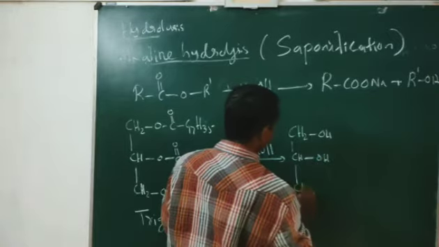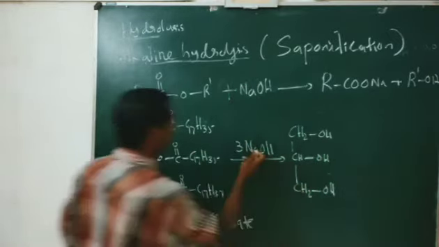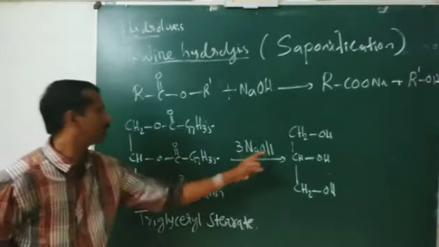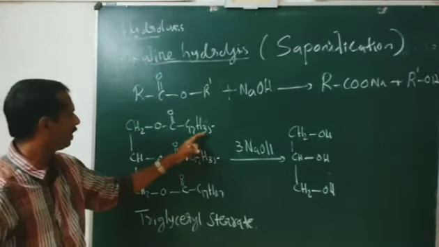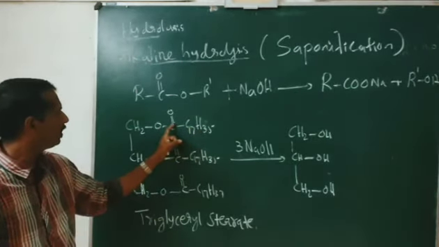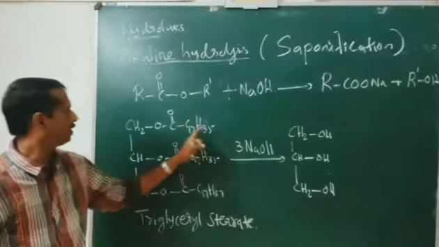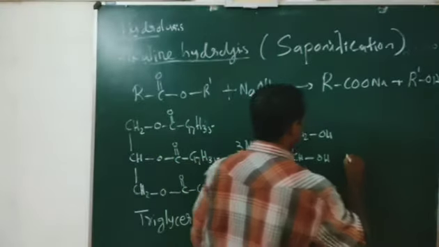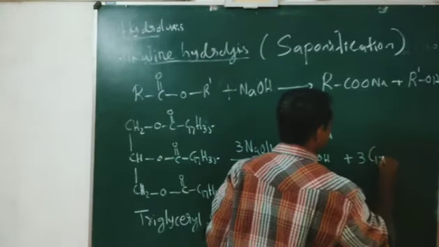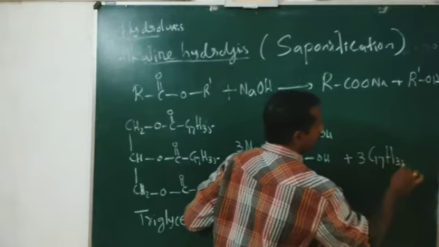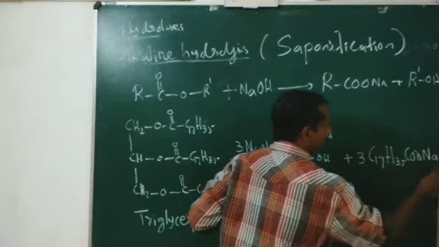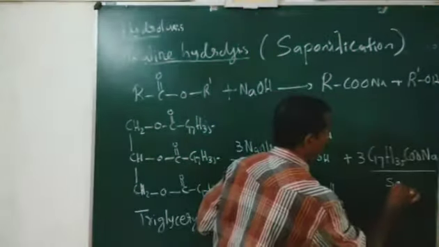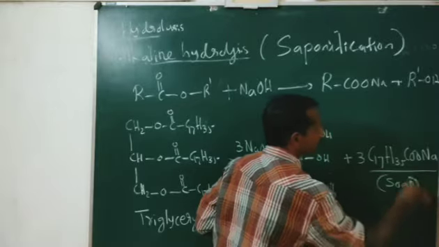So we get CH2OH, CHOH and CH2OH, because here you are having 3 molecules of NaOH. The remaining part is C17H35COONa. So you get 3 molecules of C17H35COONa. This is sodium stearate, which is known as soap.